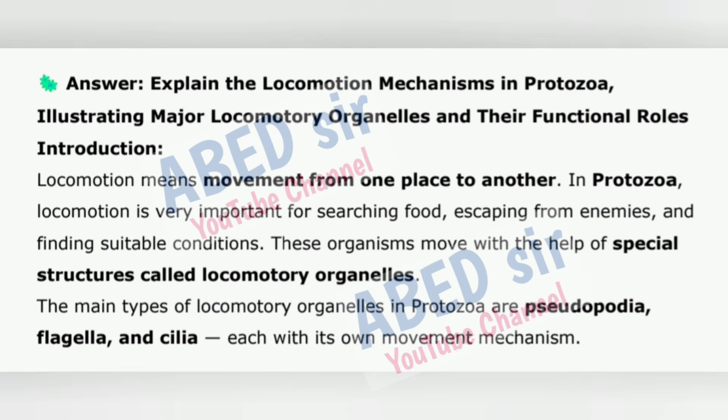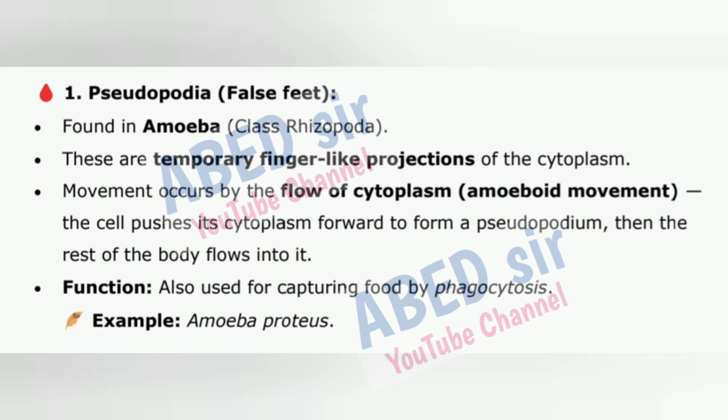The main types of locomotory organelles in protozoa are pseudopodia, flagella, and cilia, each with its own movement mechanism. 1. Pseudopodia, false feet. Found in amoeba, class Rhizopoda. These are temporary finger-like projections of the cytoplasm. Movement occurs by the flow of cytoplasm, amoeboid movement. The cell pushes its cytoplasm forward to form a pseudopodium, then the rest of the body flows into it. Function, also used for capturing food by phagocytosis.